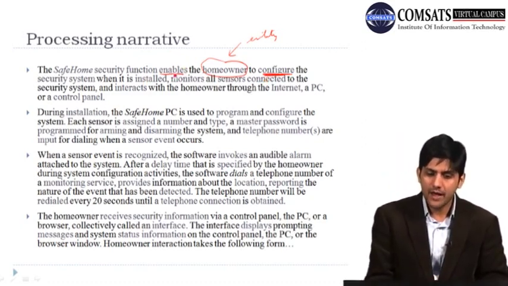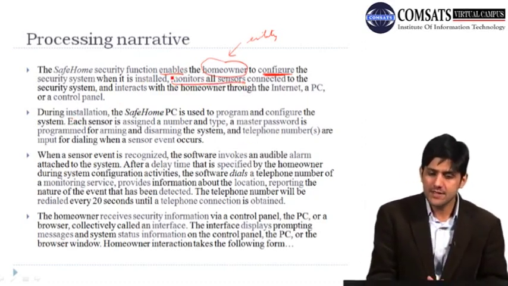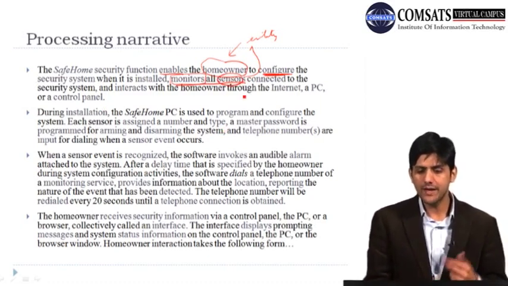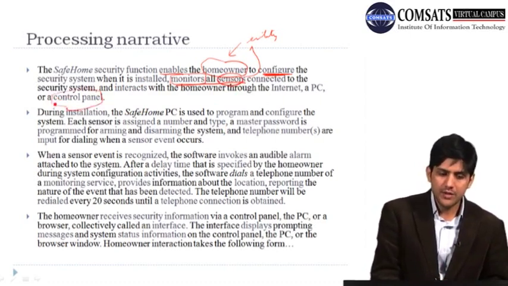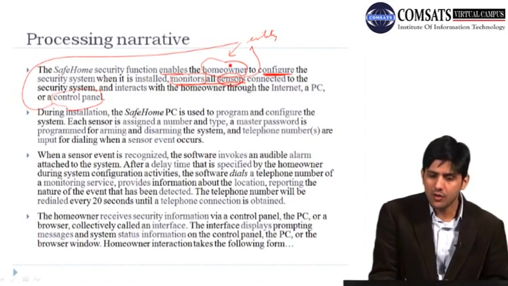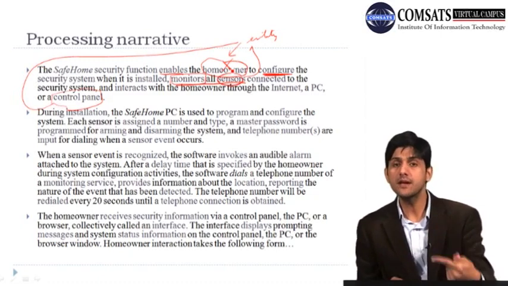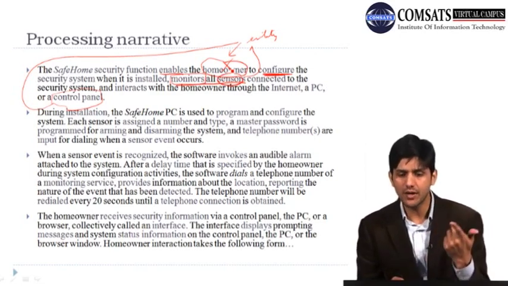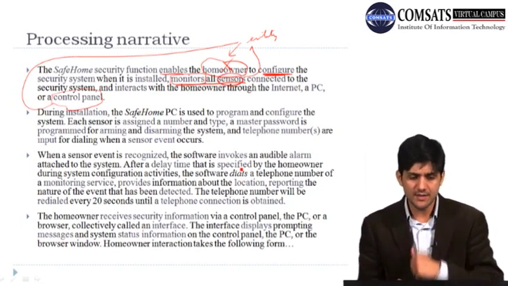When it is installed, and we know our system is going to monitor the sensors. So we know there is this action word, which is monitors, and we identified another entity, which is the sensors. And it interacts with the homeowner through the internet, a PC, or a control panel. So we are deciding that the homeowner is not the external entity, but the control panel is, because this statement says that the homeowner would be interacting with the system with either internet, PC, or a control panel. So if it's the control panel, then we have identified two external entities, which are the control panel and the sensor.